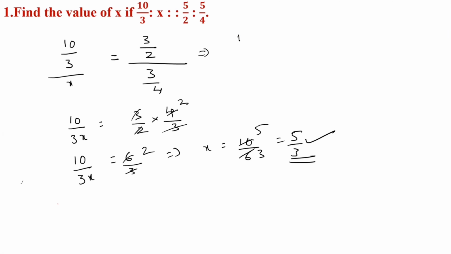10 by 3 means 10 by 3x. This is equal to 3 by 2 into 4 by 3. The 5s cancel. So x is equal to 5 by 3.